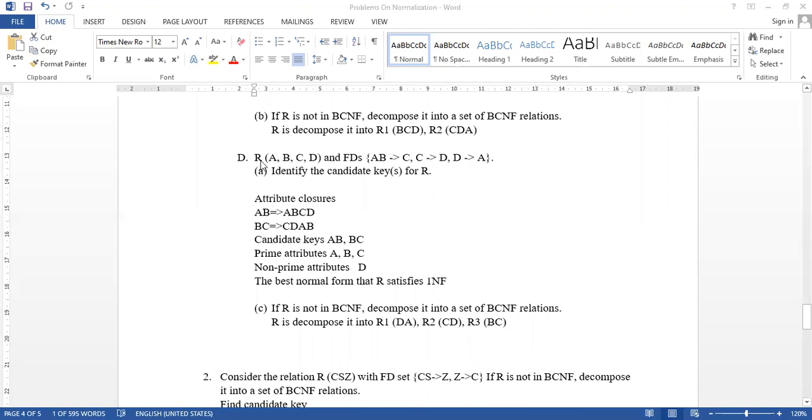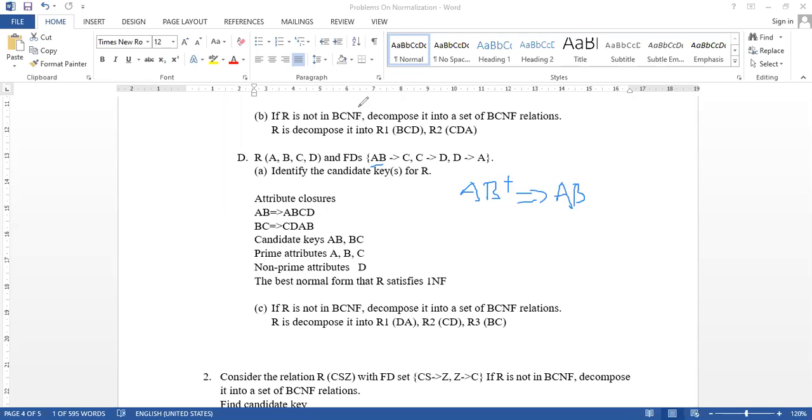So consider the relation R(ABCD) with the FD set. Now we have to find out what candidate keys, right? We have to find what candidate keys. So first find attribute closures. Here find AB closure. What about AB closure? AB.